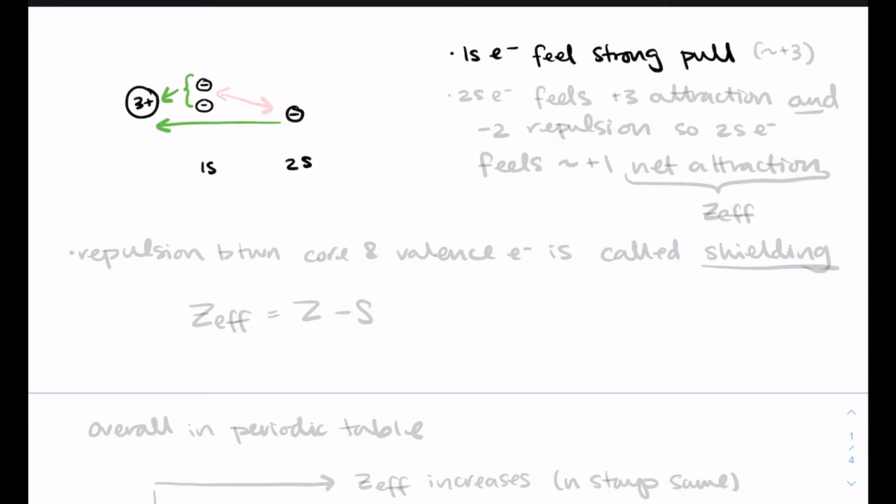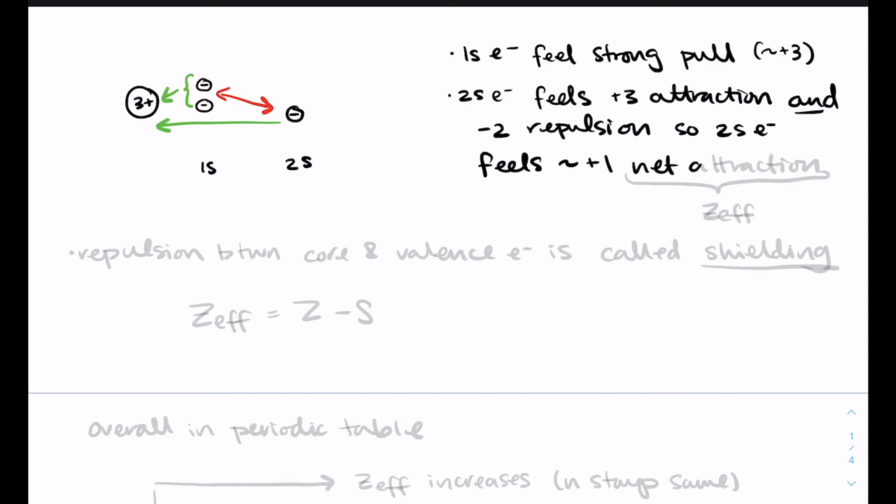The 2s electron does feel that pull from the +3 that's in the nucleus, but it's also feeling a repulsion from the electrons that are in the 1s. So what we're saying is that the sum of +3 attraction and -2 repulsion is about a +1 net attractive force toward the nucleus. We call that the effective nuclear charge. The repulsion is known as shielding. It's sometimes also called screening.